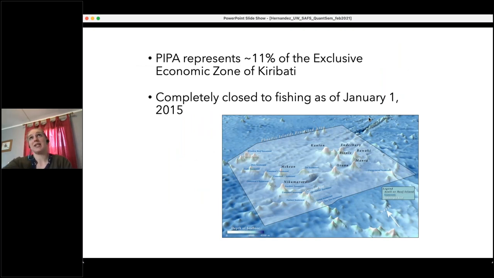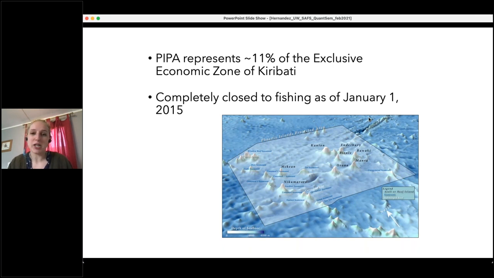So given that I just told you that it can be like 70% of the total income for the entire country comes from fishing licenses, it's really notable that in January 2015, they decided to completely close this huge area, 11% of their EEZ, to fishing. And part of the hope was that by closing this really large area, there might be some protection for tunas and you might get some spillover, so that you could account for the lost fishing area by having increased fishing quality or catch outside of the protected area. And if you're thinking to yourself, protected areas and highly migratory species, how does that work? I agree.